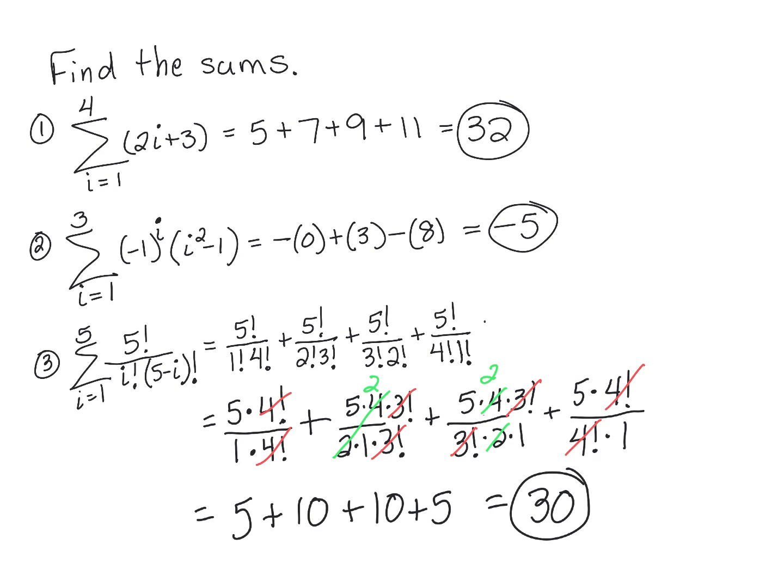I neglected to finish. I have the fifth term here, 5 factorial over 0 factorial. So this is plus 5 factorial on the top divided by 5 factorial. 0 factorial is just 1. So that's plus 1, and I end up with 31 as my answer.